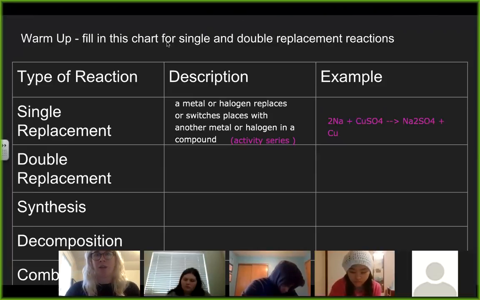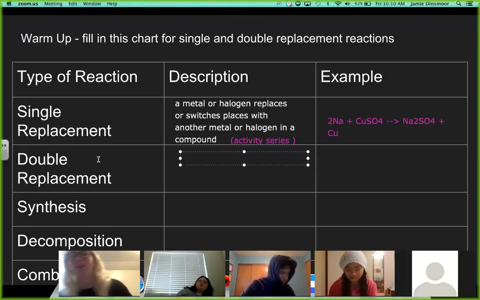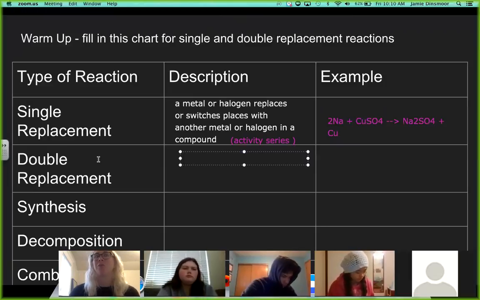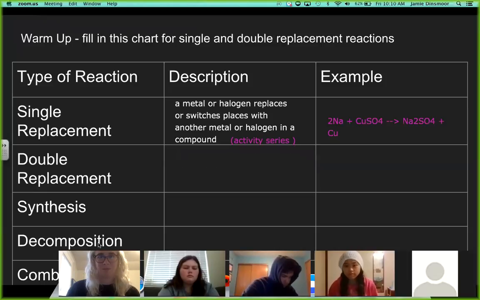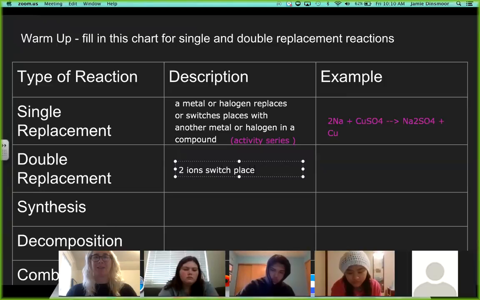Otherwise, do we have anybody giving us a suggestion for double replacement that's not Janie Mae? I know you know what it is, Janie Mae, but let's see if someone else can provide us with an answer here. Thinking about that it's a double replacement instead of single replacement might give us a hint here. I'll start it out for you guys. Two ions switch places. Okay, so two ions switch places, right?